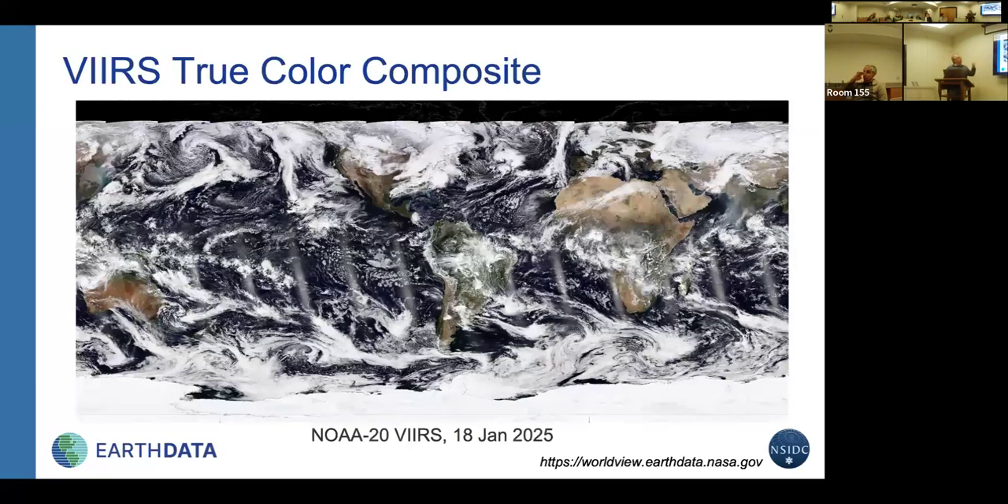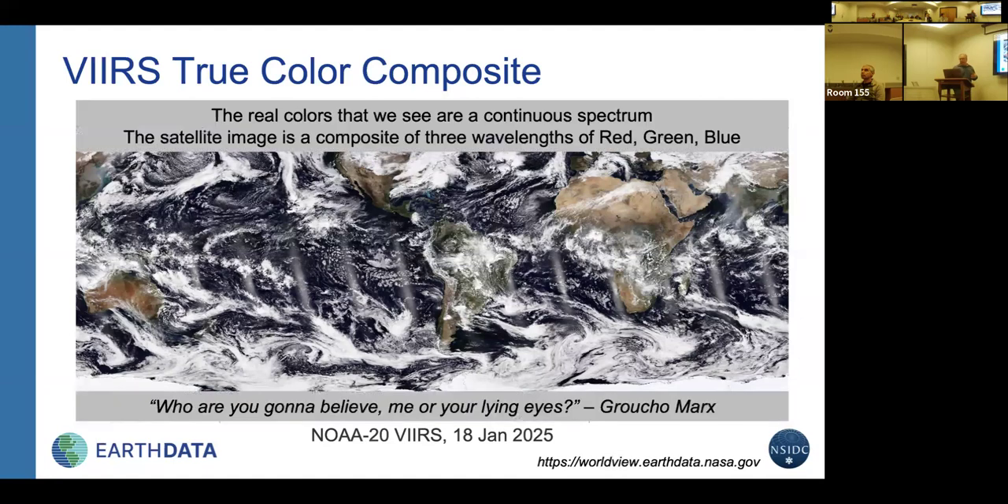So this is a MODIS True Color Composite, 18th of January. I grabbed this because I think this was one of our snow events. Somewhere around here is Colorado with the white snow. This is from Worldview, NASA's Earthdata Worldview site, which is really quite convenient, quite nice. It updates as the data come in, so you get basically near real time imagery. And this is a True Color Composite.